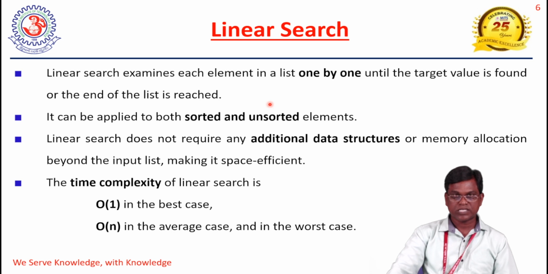So the linear search process goes like this. Given a particular list of values, if you want to search for a particular element or value in that list, it is going to examine each element in the list one by one until the target value is found or the end of the list is reached. Sequentially, it will start from the first element and go one by one until the target value is found in that list. If the target value is not found after reaching the end of the list, it will stop the process.